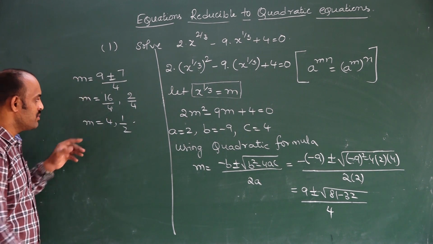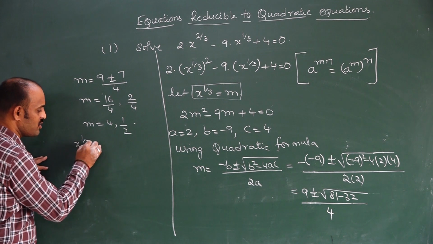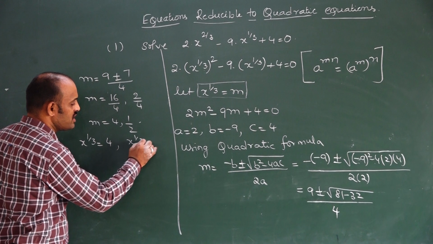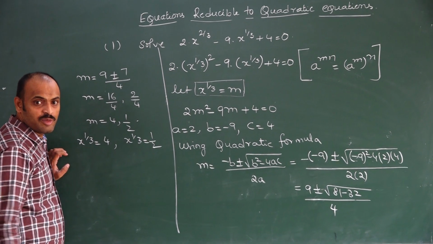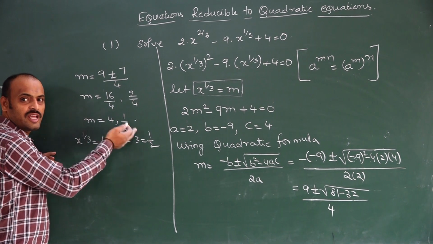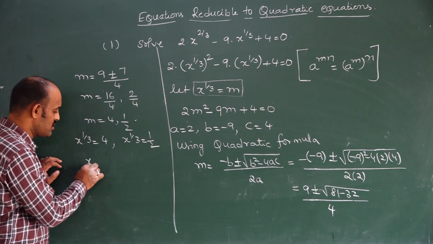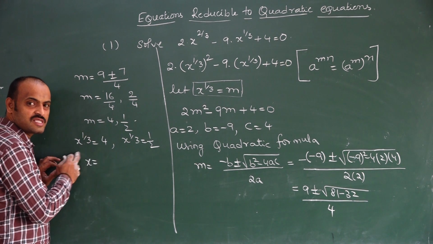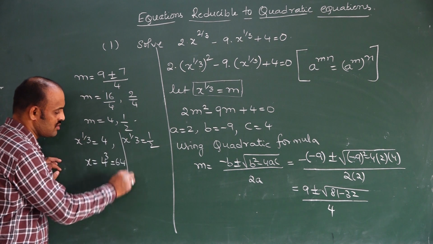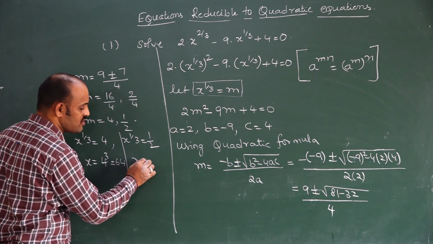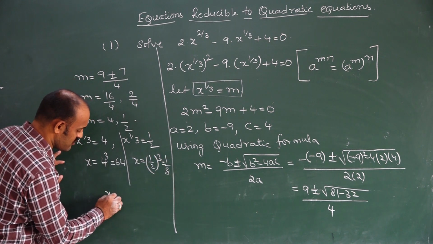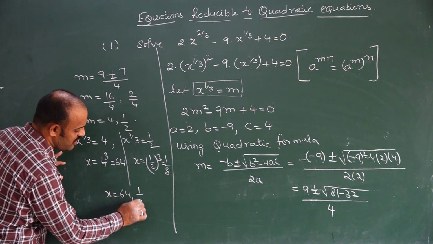But what do you mean by m? m is nothing but x power 1 by 3. So x power 1 by 3 is equal to 4, x power 1 by 3 is equal to 1 by 2. Here power 1 by 3 is there. On transposition it will become power 3. Apply cube on both sides. It will become 4 power 3 which is 64. Cubing on both sides, x is equal to 1 by 2 whole power of 3, 1 by 8. Therefore x is equal to 64 comma 1 by 8.